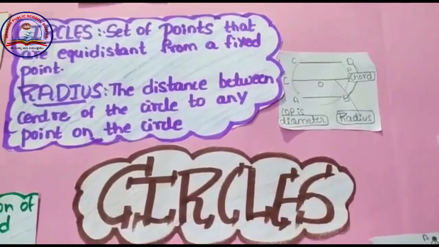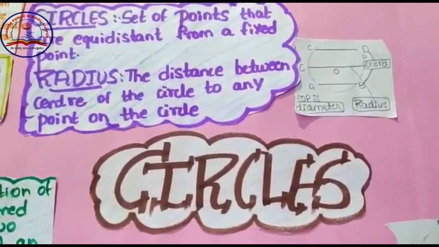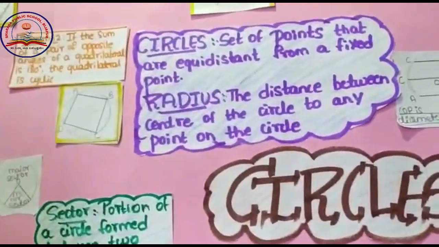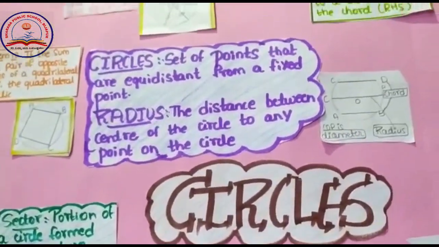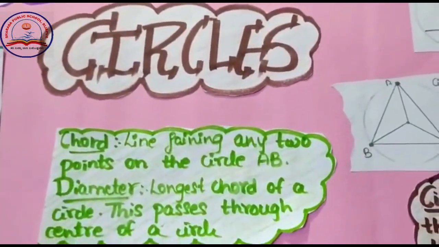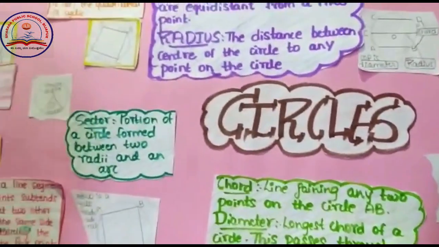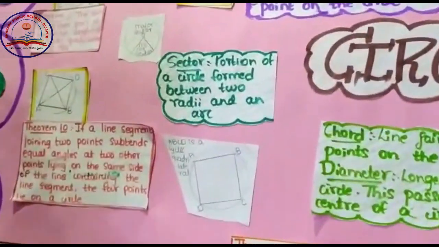Circle. A circle is a set of points that are equidistant from a fixed point. Radius. Radius is the distance between the center of the circle and any point on the circle. Chord. A chord is a line joining any two points on a circle, AB. Diameter. Diameter is the longest chord of a circle. It passes through the center of a circle.